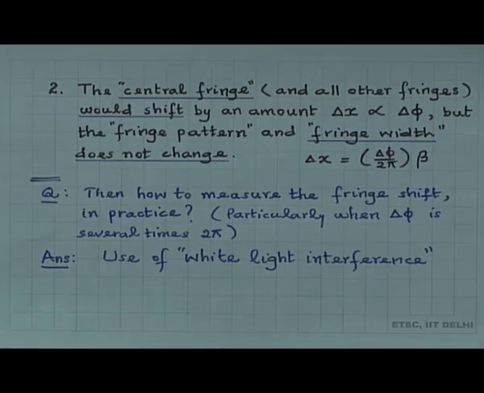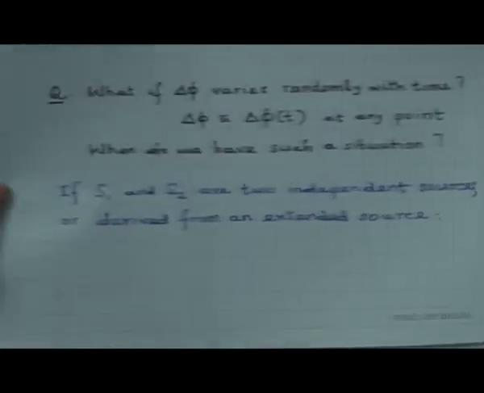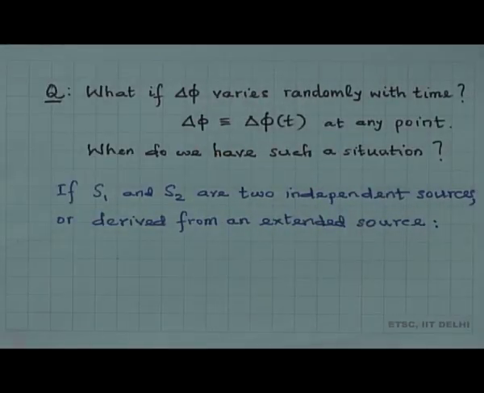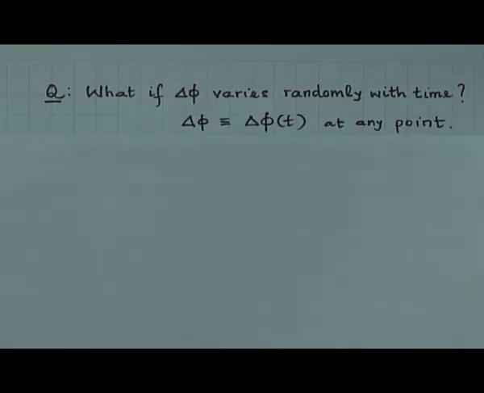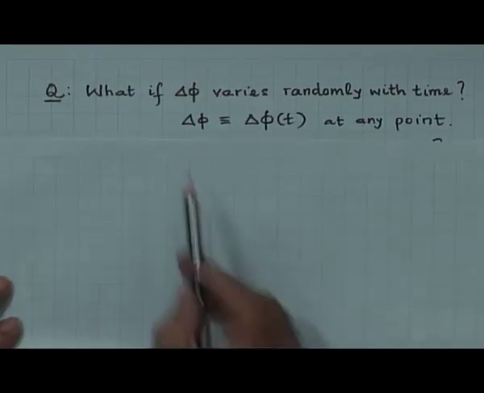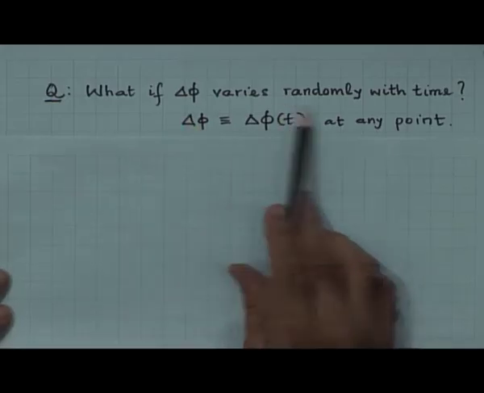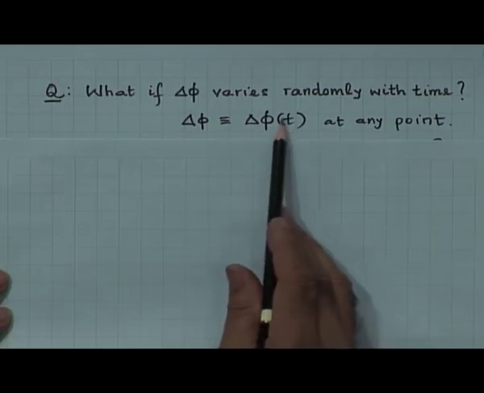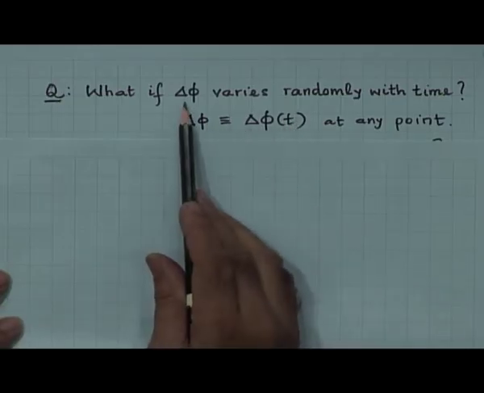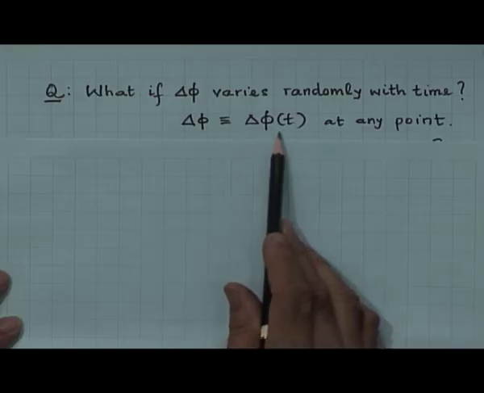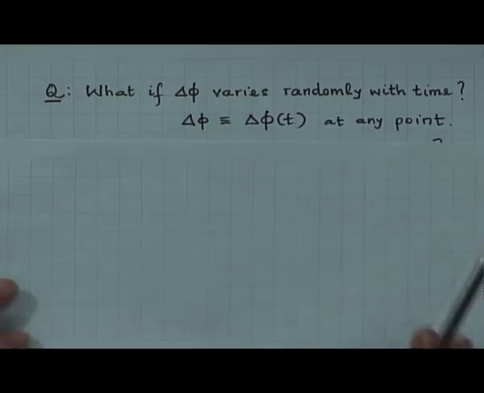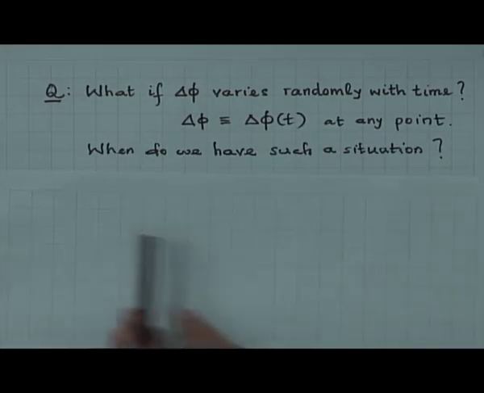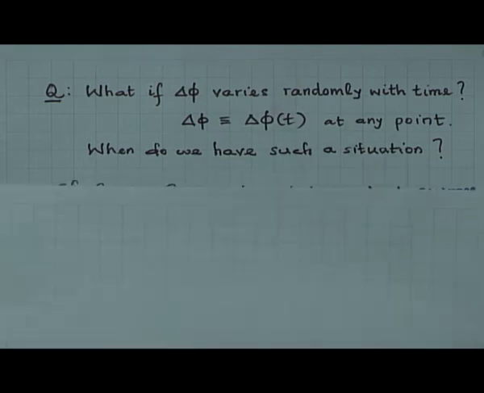But before we go to white light interference, I want to come to the next question: what if delta phi varies randomly with time? It varies with time means delta phi is a function of time. Till now I had assumed a constant delta phi, but now it is a function of time at any point. And when do we have such situations where delta phi is varying with time? We will discuss this in a minute.